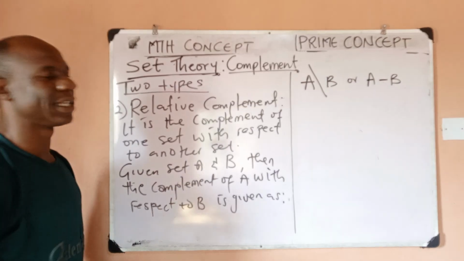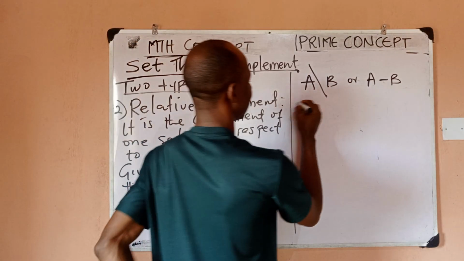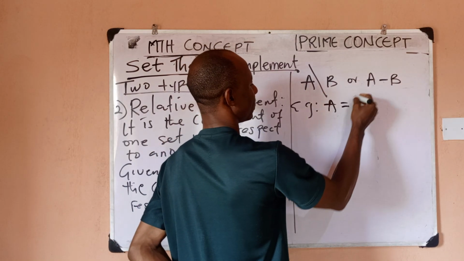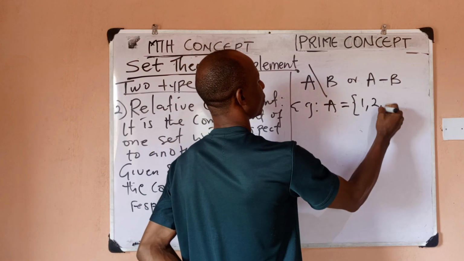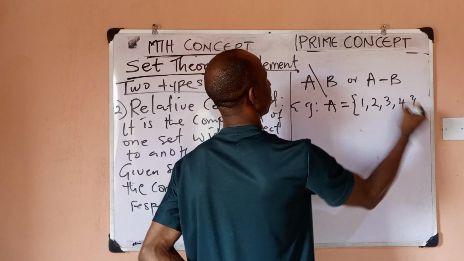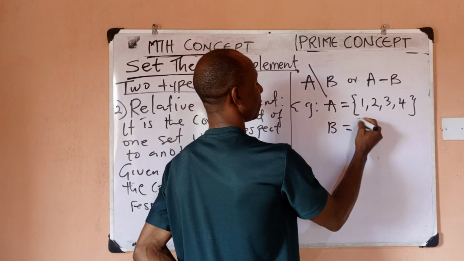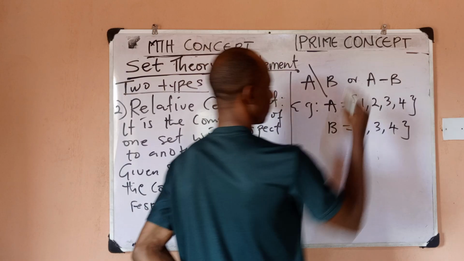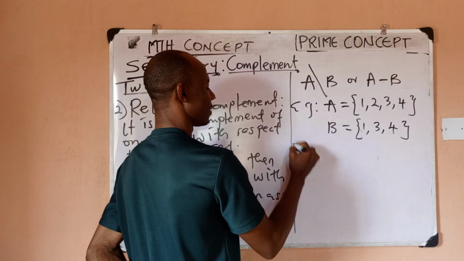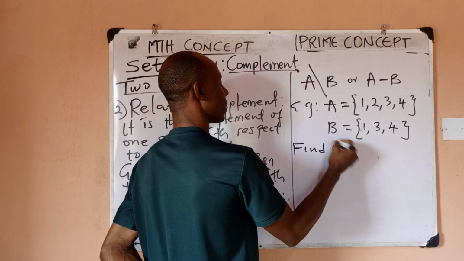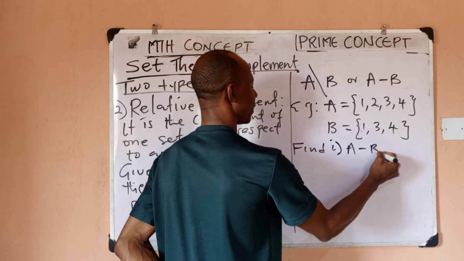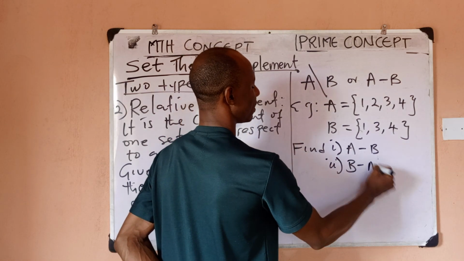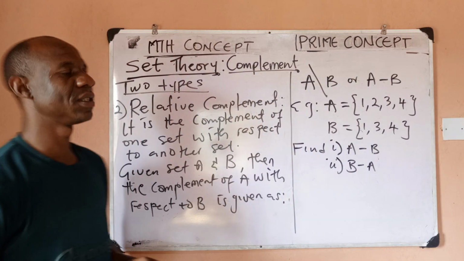So how do we find it? Very simple. Let's take an example. Say we have A is a set of 1, 2, 3, and 4. Then B is another set of 1, 3, and 4. Now we want to find, number one, A difference B. Then number two, B difference A. Let's see if both of them would be the same.